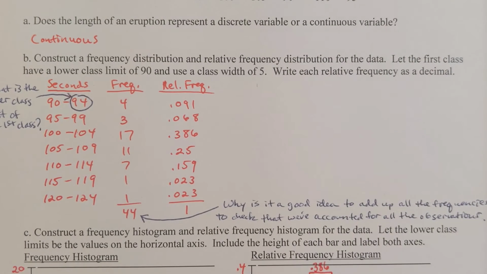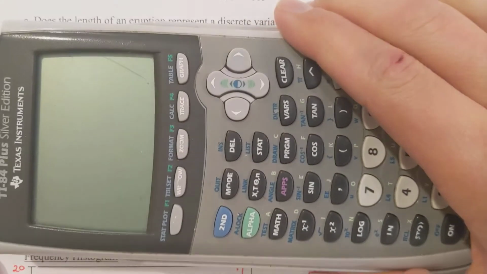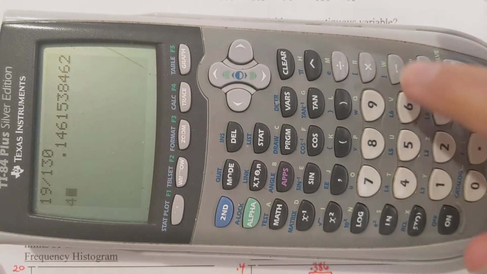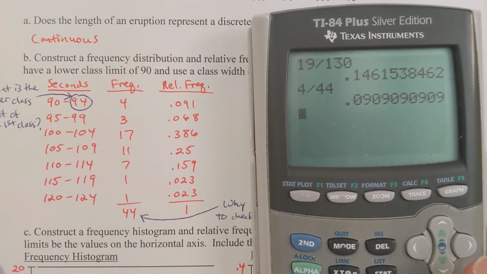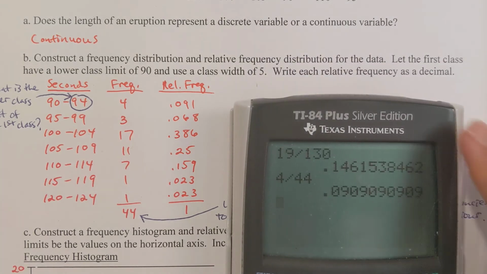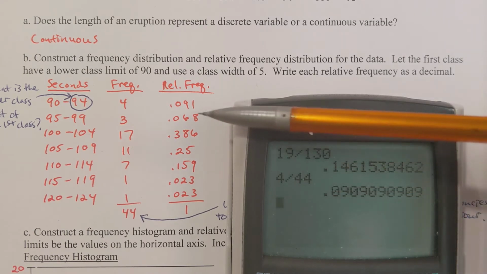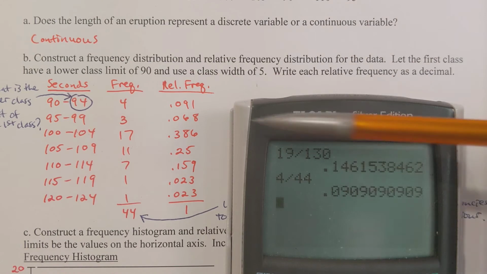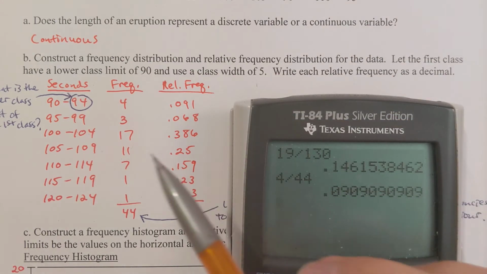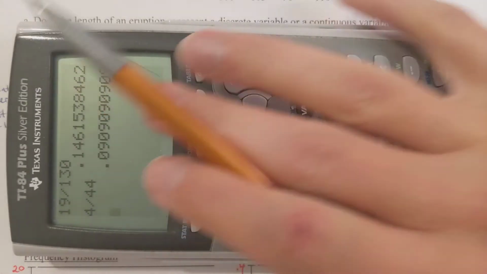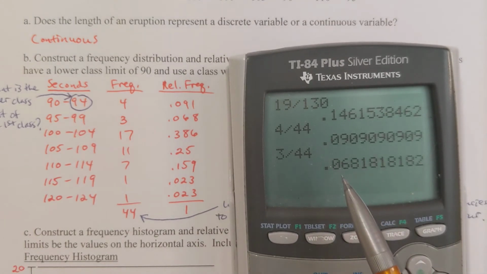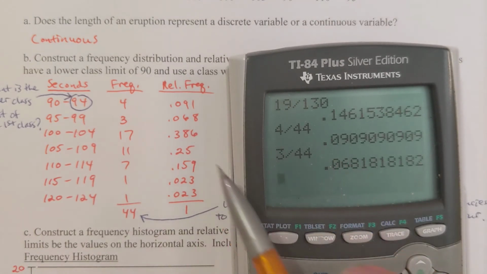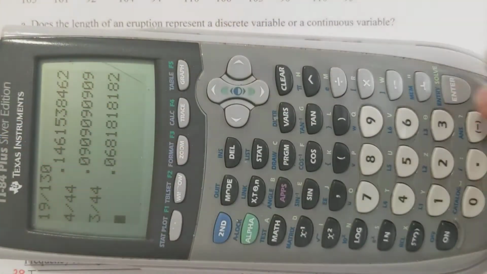So I take 4 divided by 44. Notice how I've got an infinite decimal, and they want us to write each relative frequency as a decimal. So I'm going to have to round here. I'm calling this 0.091. I'm rounding to 3 digits. Now the next one, take 3 divided by 44. I'm going to have to round again. So there's 0.068. And then 17 divided by 44.